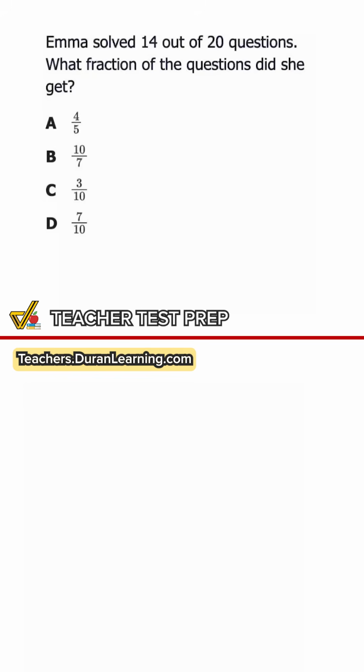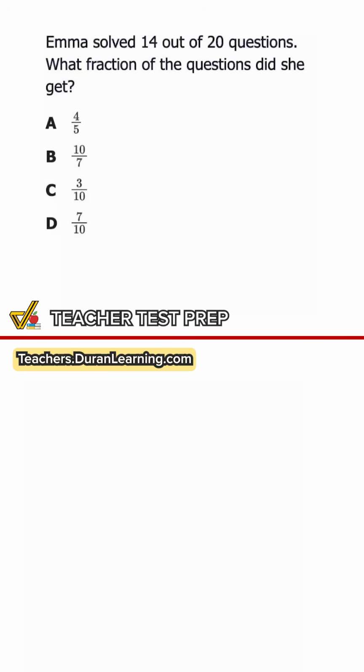Now, although the grammar here is slightly turbulent, I'll go ahead and say that, we can safely assume that we're talking about the fraction of questions that we got correctly. All right? The fraction of questions that we got correct here for Emma. So when we see this, 14 out of 20 questions.